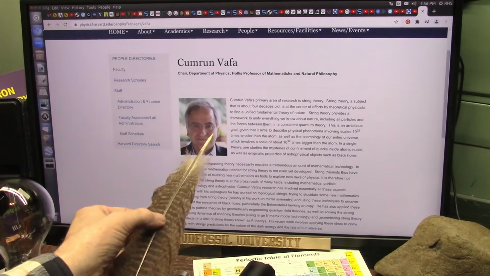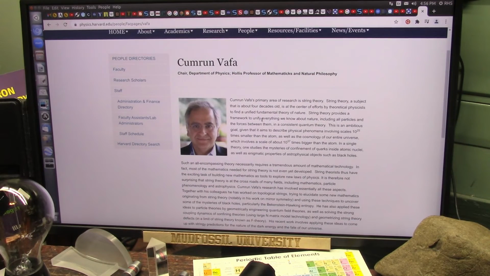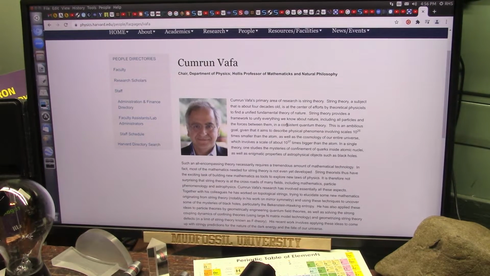String theory produces a framework to unify everything we know about nature, which is what I have done, including all particles and the forces between them in a consistent quantum theory, precisely what I have done. This is an ambitious goal, given that it aims to describe physical phenomena involving scales that are 10 to the 25th times smaller than the atom. Well, I don't necessarily go along with that, but let's just keep going.